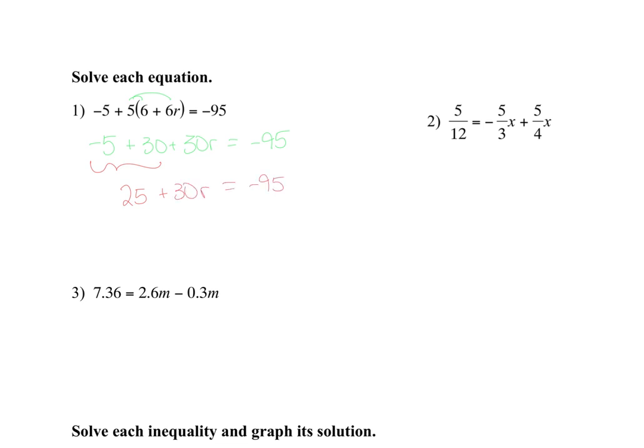And then once we've simplified each side, we are ready to move our numbers to one side and our variables to the other. And once we have our numbers on one side and our variables on the other, we will finish with division here.